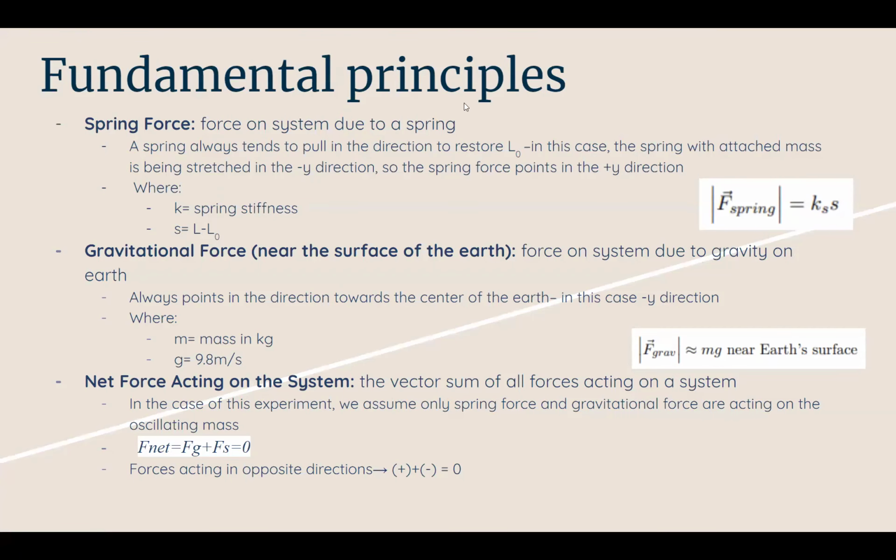Fundamental principles: we have spring force on a system due to a spring. The spring always tends to pull in a direction to restore L naught. I guess the spring is acting as its own system, and the gravitation is pulling it down. The gravitational force is a force on the system due to gravity on Earth, and always points in a direction towards the center of the Earth. The net force acting on the system is these summing together.